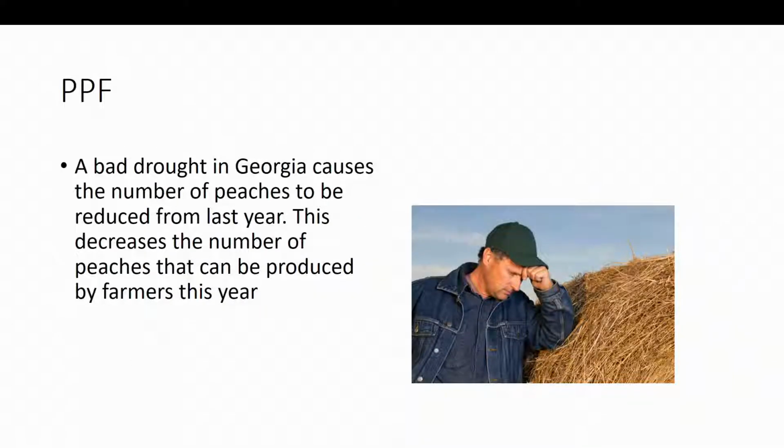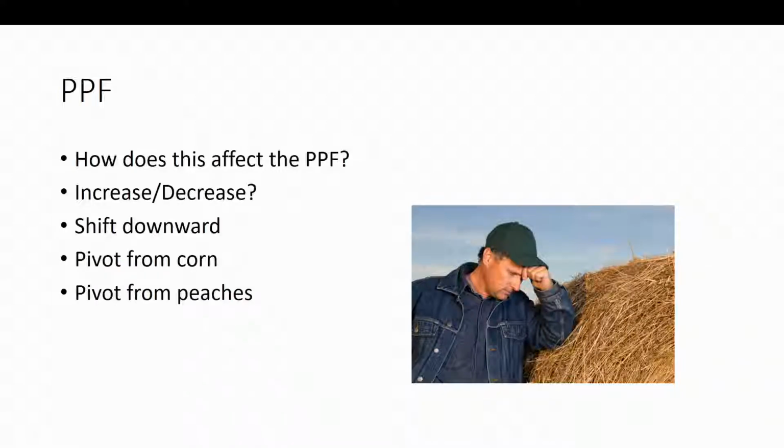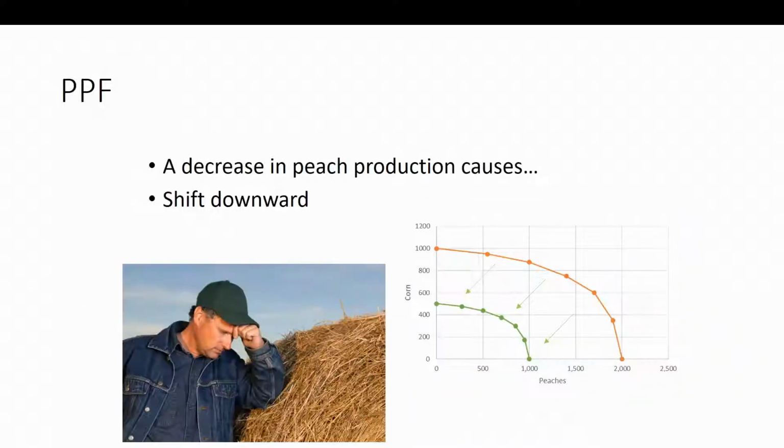So let's take an example here. We've got a bad drought in Georgia that causes the number of peaches to be reduced from last year. So this decreases the number of peaches that can be produced by farmers this year. We had less peaches last year, so we can't produce as many peaches this year. So how is this going to affect our production possibility frontier? We see an increase or decrease. We're going to see a shift downward, a pivot away from corn, or a pivot away from peaches. Let's go through each of these and what each of them would look like, and then I'll give you the option to think about it a little bit and decide what you think is going to happen.